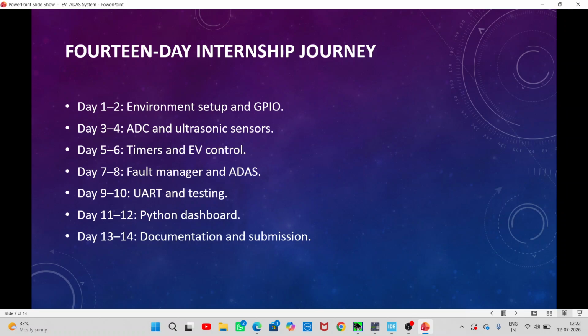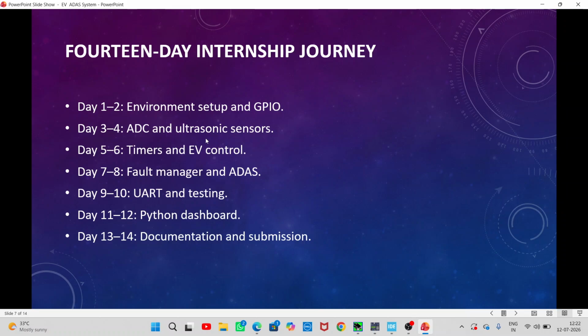In my internship journey, I will showcase what I learned in my slides. In the 14-day internship journey, in the first two days I learned the basics of the Blue Pill board and the basics of the GPIO pins, and installed all the software required for this internship. I installed STM32CubeIDE and PICSimLab. Then days 3 and 4.